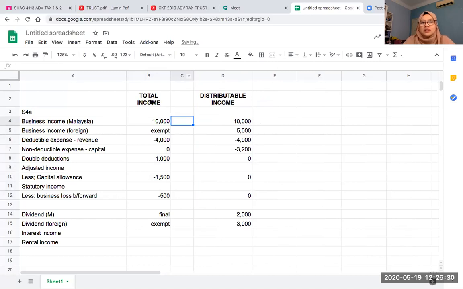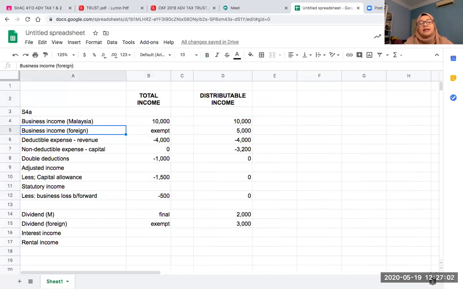As mentioned, total income is the formula we use based on the Income Tax Act 1967. While distributable income is actually your cash accounting: how much income you receive and how much expenses you paid. So let's see, for example, under section 4A, we have a business income from Malaysia. Assuming that the total income is 10,000, the adjusted income is also 10,000.